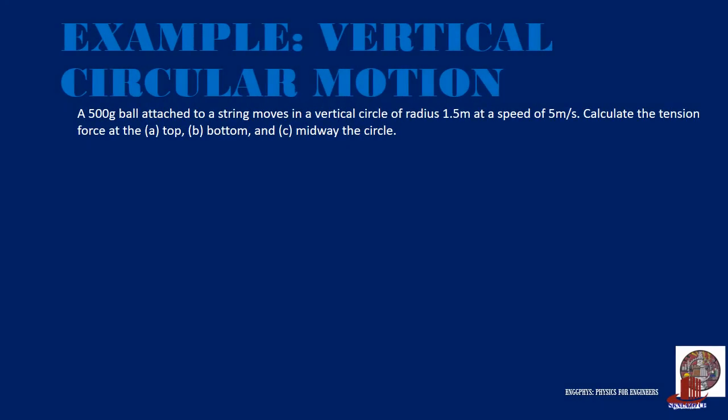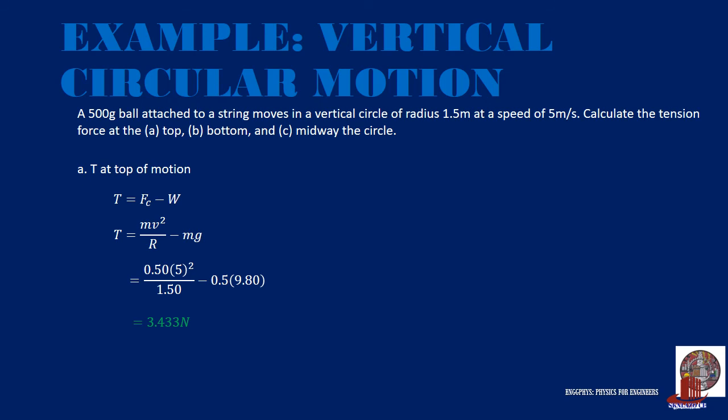Take this for an example. A 500-gram ball attached to a string moves in a vertical circle of radius 1.5 meters at a speed of 5 meters per second. Calculate the tension force at the A, top, B, bottom, and C, midway the circle. Tension at the top can be computed as T is equal to F c less weight, which when expanded would give us mv squared all over r less mg. Where placing the values, we can get 0.5 times 5 squared all over 1.5 less the quantity 0.5 times 9.8, and we would have 3.433 newtons.